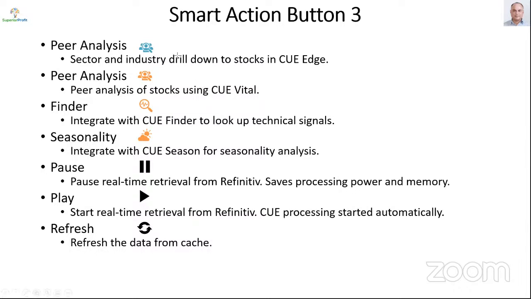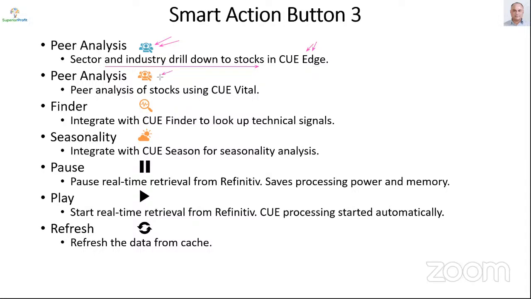When we carry out a peer analysis, cyan button keeps us inside the application. So this is used to drill down for sector or industry to stocks in Q Edge. Cyan button keeps us inside the current application. So that is Q Edge, and Q Edge has S&P 1500 stocks for the USA market.